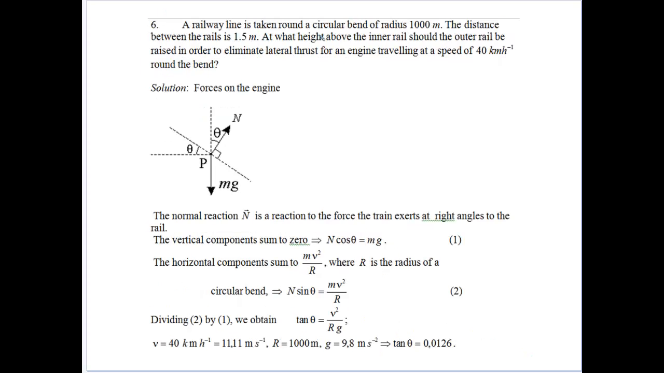This time we've got a railway line taken around a circular bend of 1,000 metres, and the distance between the rails is 1.5 metres. At what height above the inner rail should the outer rail be raised in order to eliminate lateral thrust?